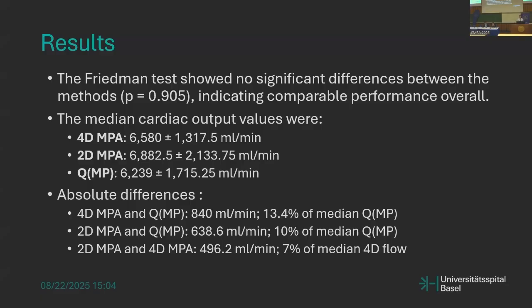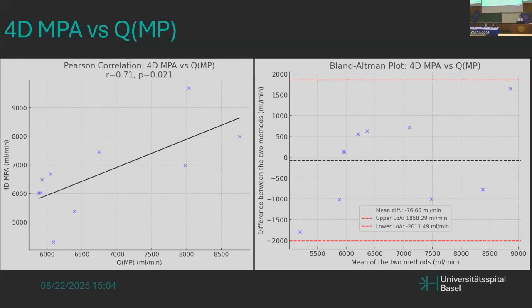The median cardiac output values were 6,500 milliliter per minute for 4D MPA, 6,800 milliliter per minute for 2D MPA, and approximately 6,200 milliliter per minute for QMP. The absolute differences were highest between 4D MPA and QMP with 840 milliliter per minute, followed by 2D MPA and QMP with 640 milliliter per minute, and the smallest differences were observed between 2D MPA and 4D MPA with approximately 500 milliliter per minute.